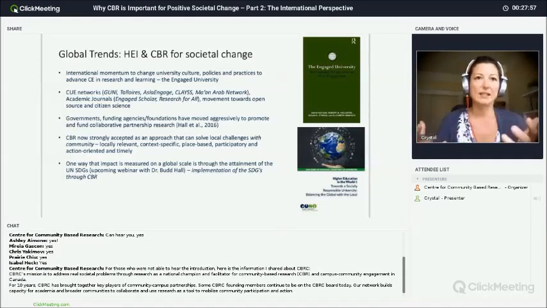So we're really seeing this international momentum to change university culture, to change policies and practice, to advance community engagement in research, but also in learning. We're seeing a huge move in universities to support experiential learning, which is very much part of this engaged university.